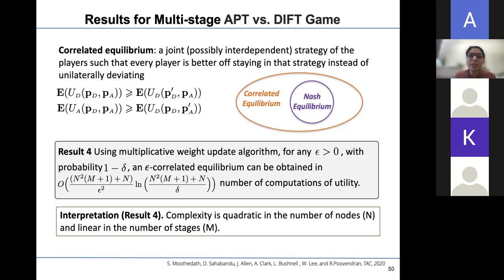So because of this assumption that it is possibly a joint interdependent strategy, the equilibrium is not Nash, and that's why it's pushed out of this purple circle here, and why it's a correlated equilibrium. Got it.